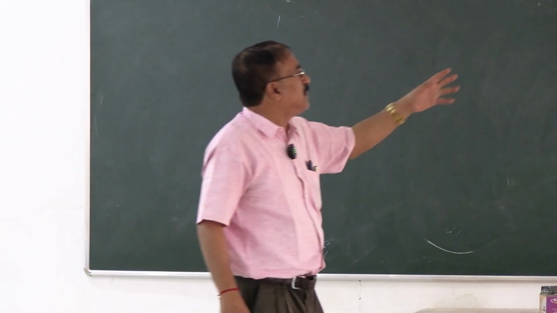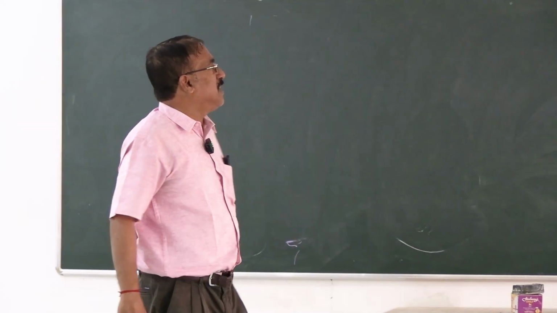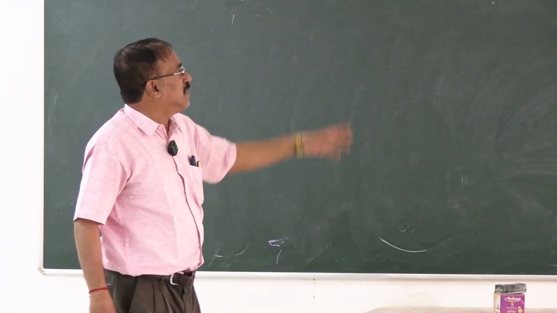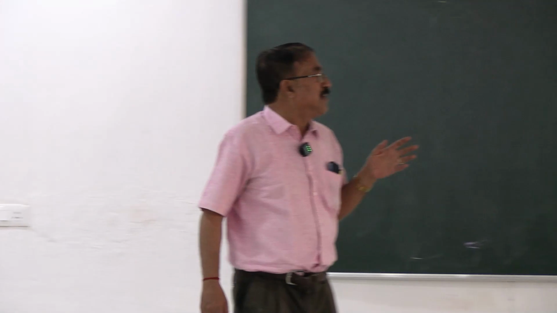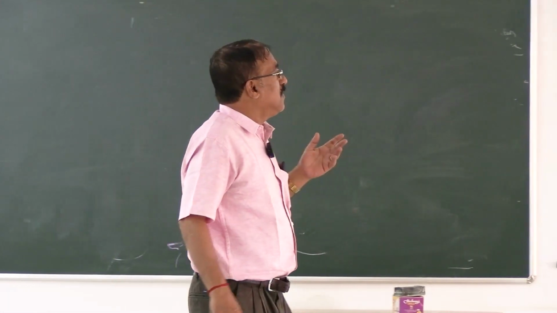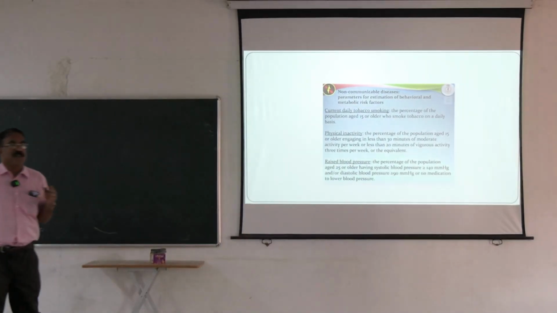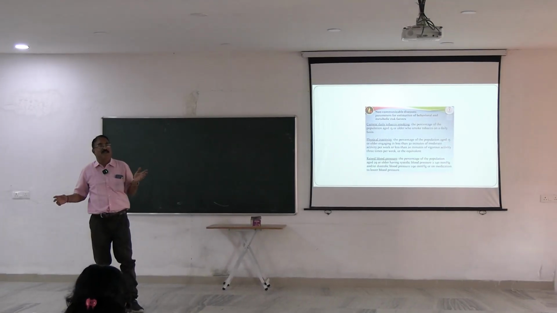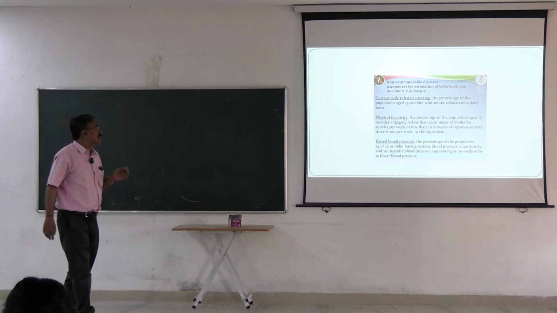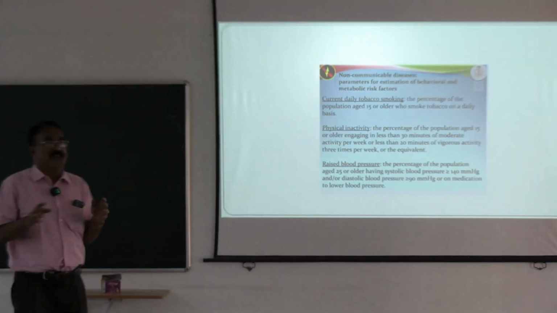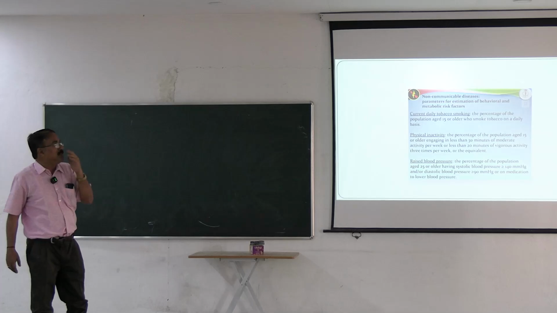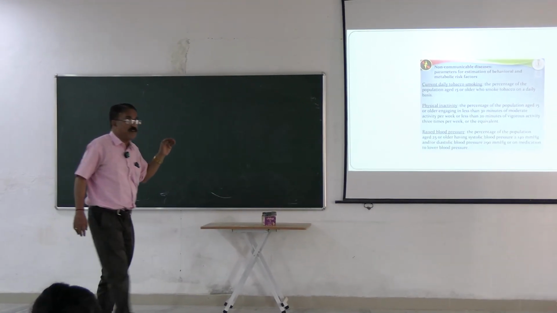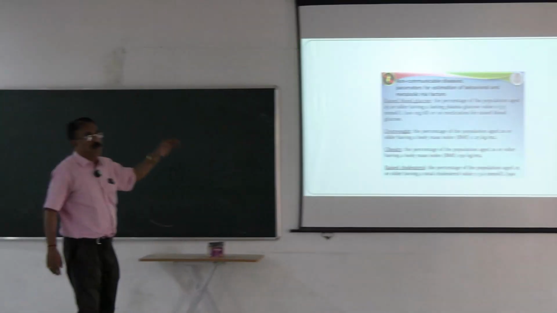So again, these are non-communicable disease parameters for estimation of behavioral and metabolic risk factors. Current tobacco smoking: the percentage of people aged 15 or older who smoke on a daily basis. Physical inactivity: the percentage of people above 15 engaged in less than 30 minutes of activity. Many people don't do activity for 30 minutes, just asking for a week, or less than 20 minutes of vigorous activity daily. So this is a major risk factor. And raised blood pressure. These are all parameters for estimating behavioral risk factors. Then raised blood glucose, overweight, obesity, and raised cholesterol.